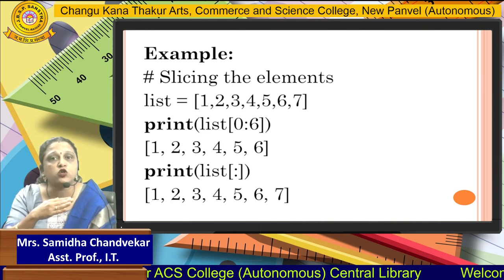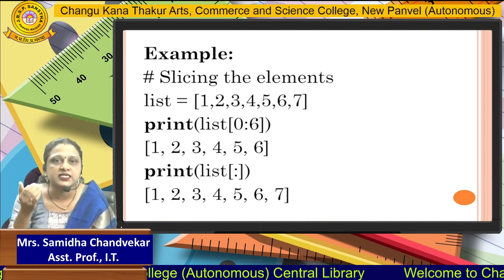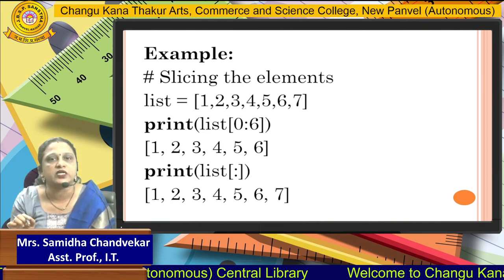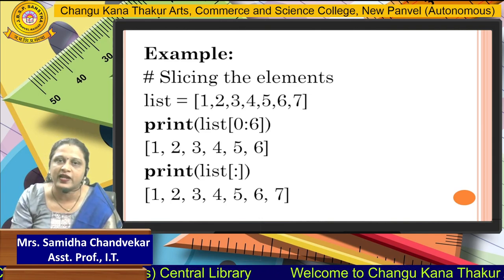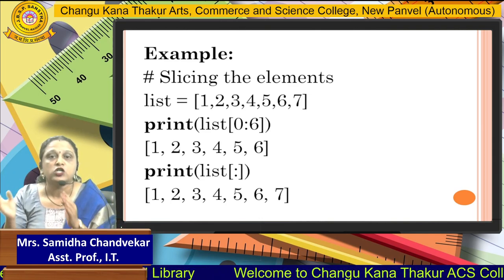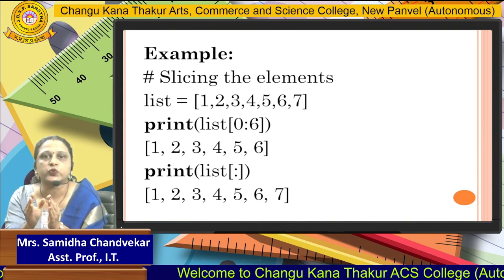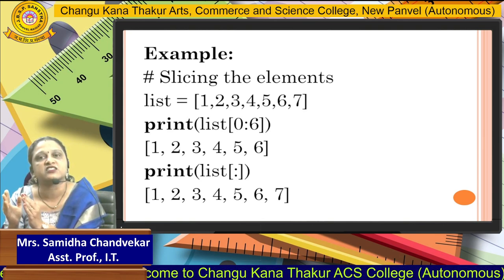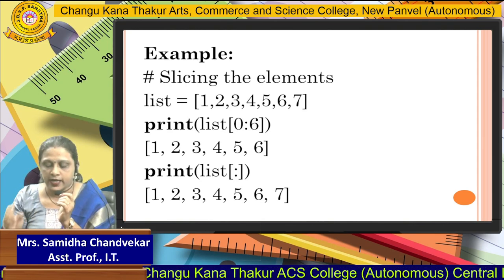But if you want to print the whole list, just print list with a colon. That means there is no initial value and no end value. So it is 1, 2, 3, 4, 5, 6, 7. You get the whole list.